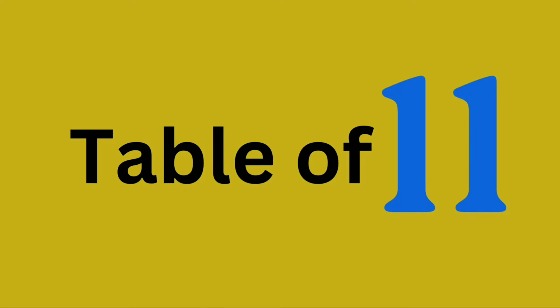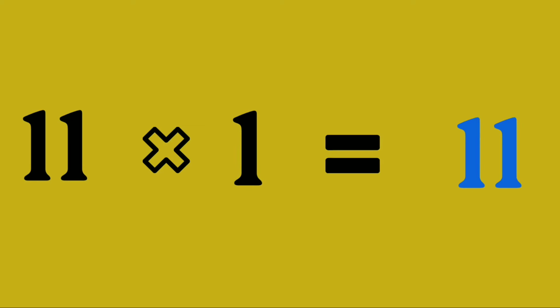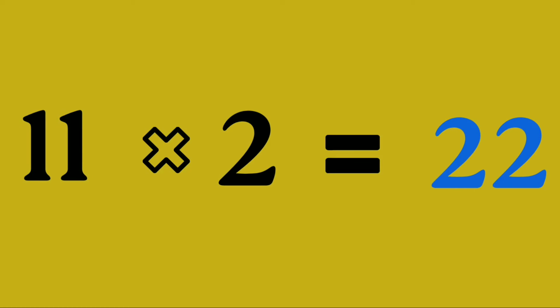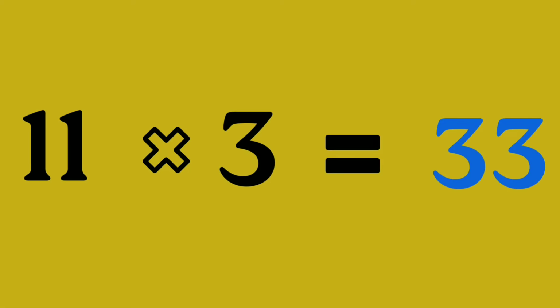Hi kids, today we learn table of 11. Let's start. 11 ones are 11. 11 twos are 22. 11 threes are 33.